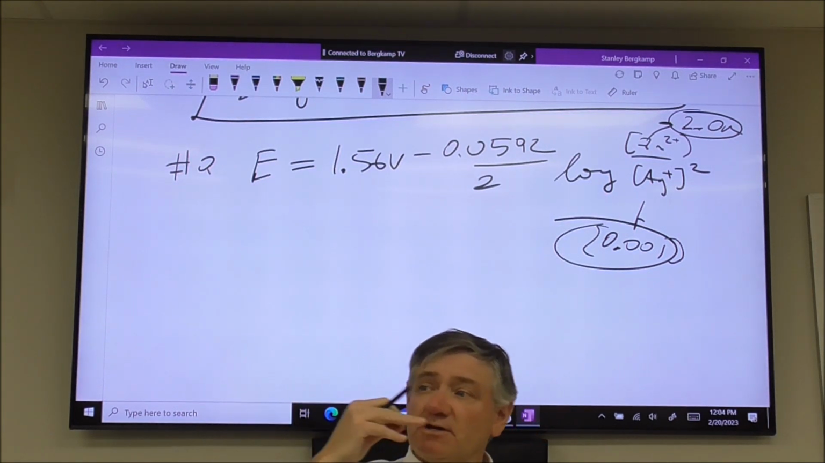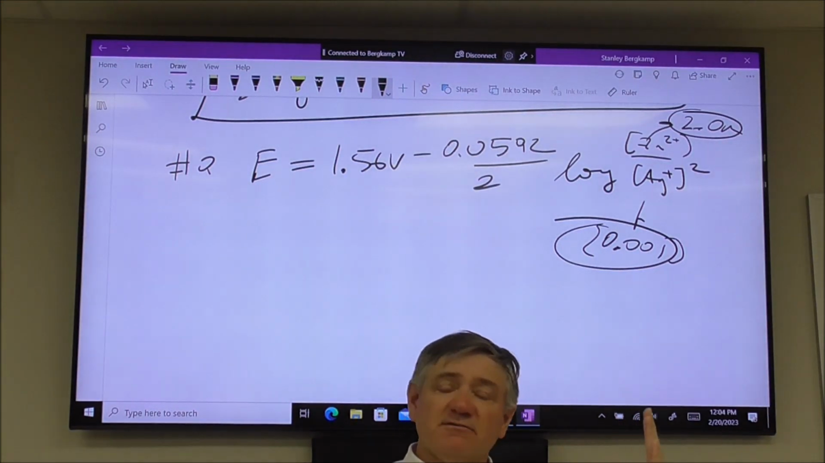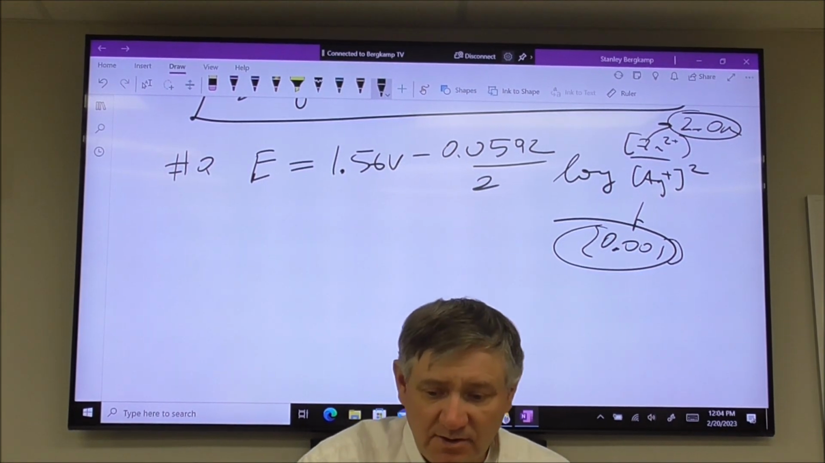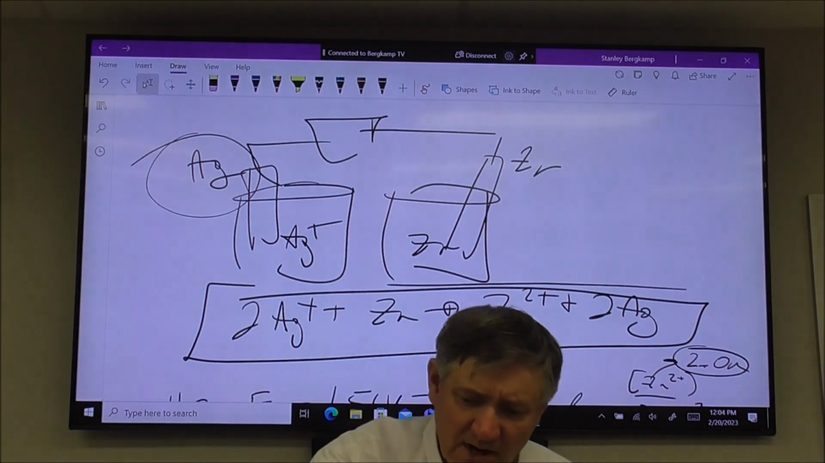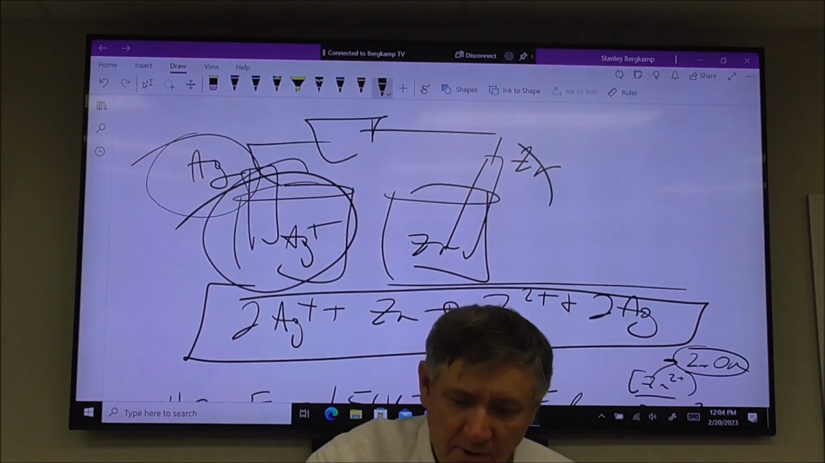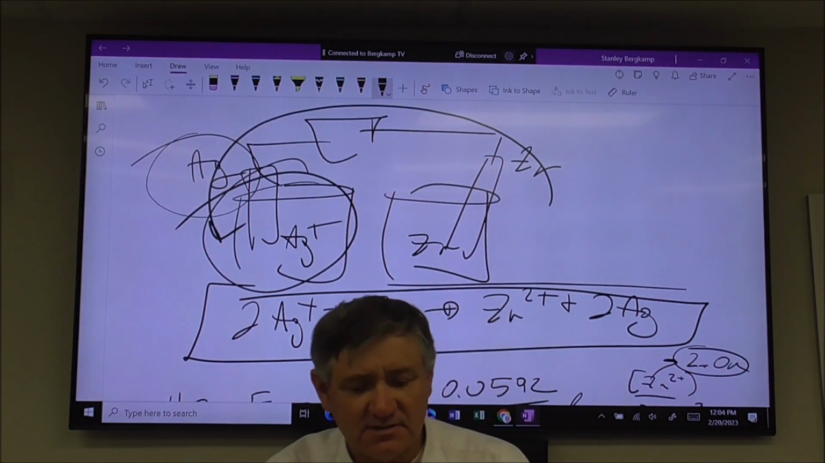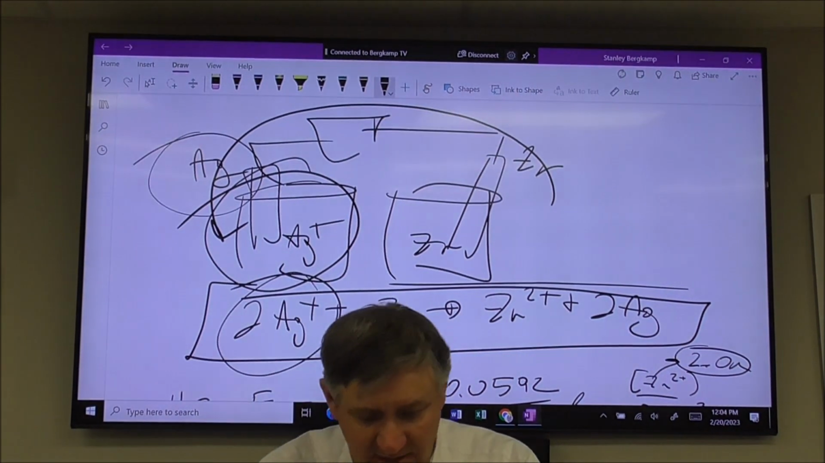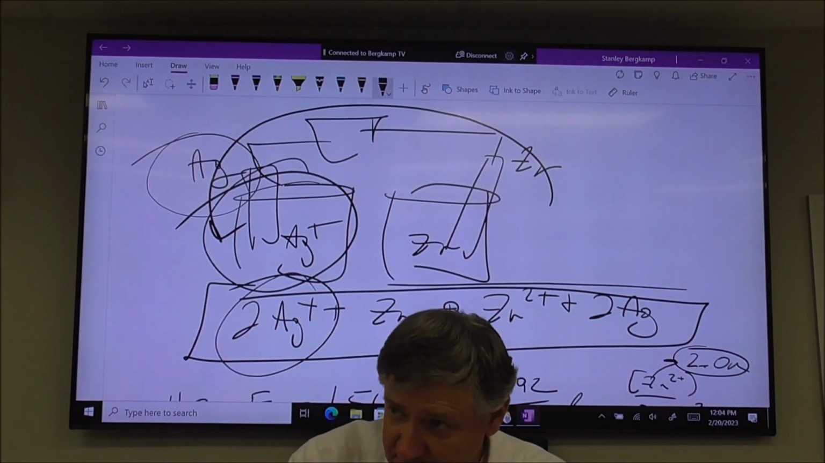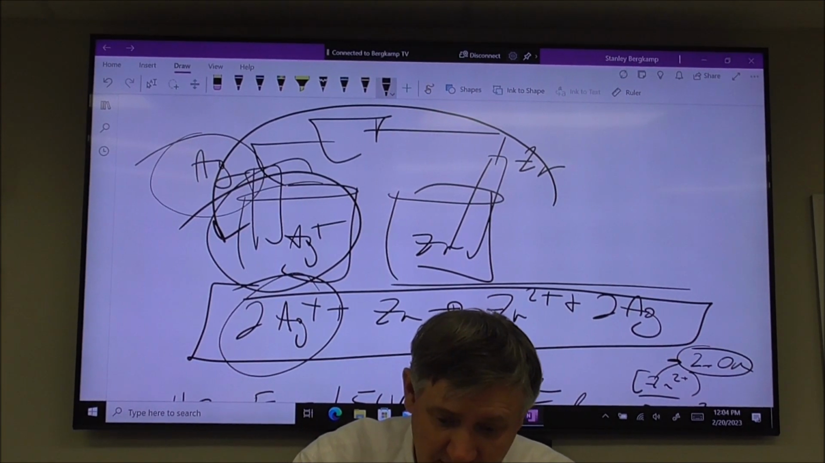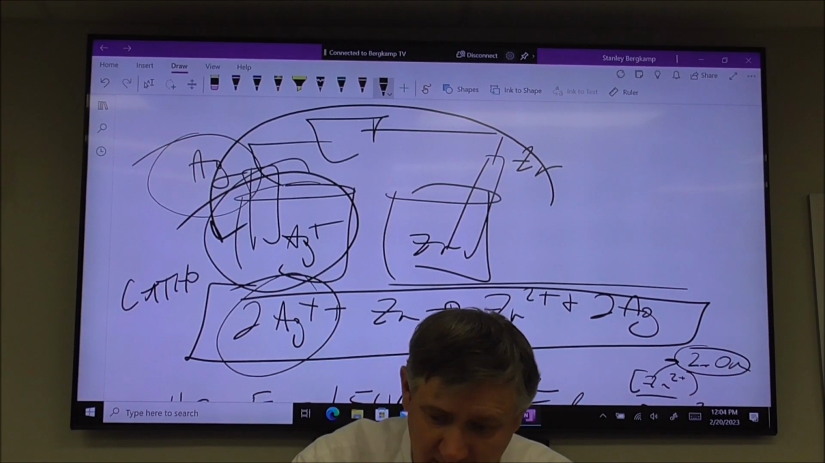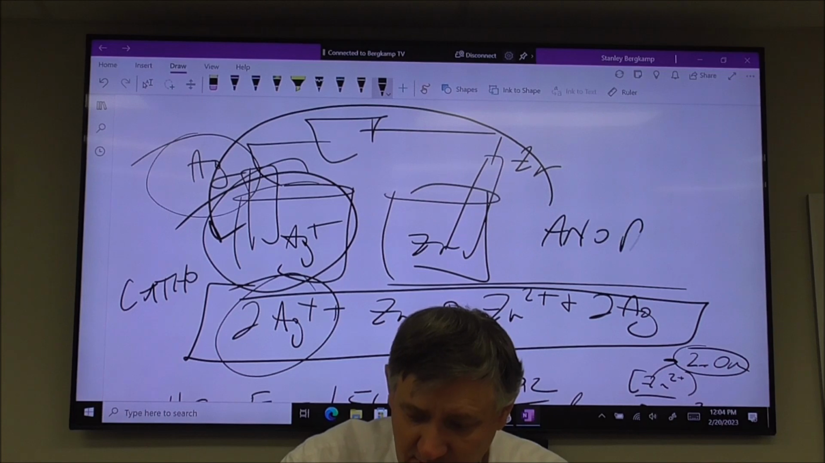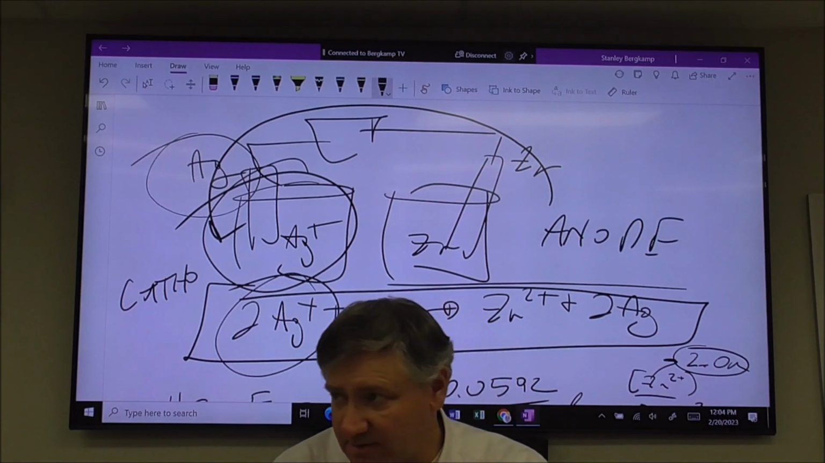So if you're into a social experiment explanation kind of thing, you can sit here and go, okay, well, the silver ions are pulling electrons because this silver ion is gaining electrons, it's being reduced. So that means this is your cathode, and here's your anode, and we all know that the electrons move from the anode to the cathode.